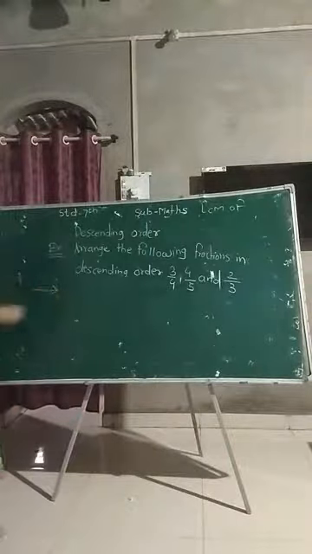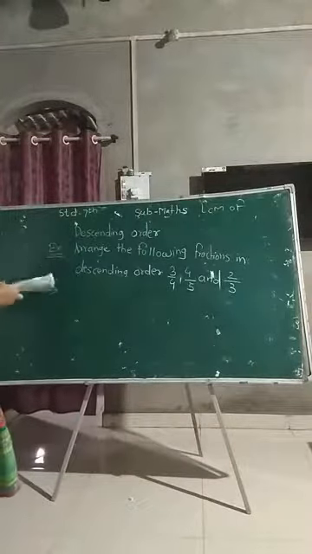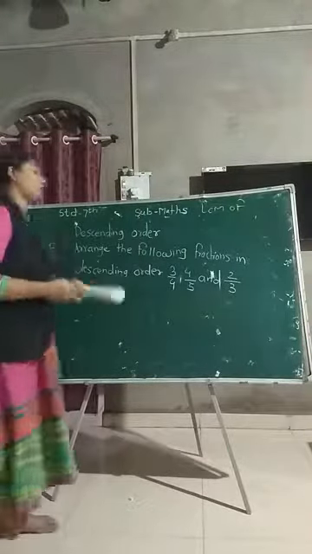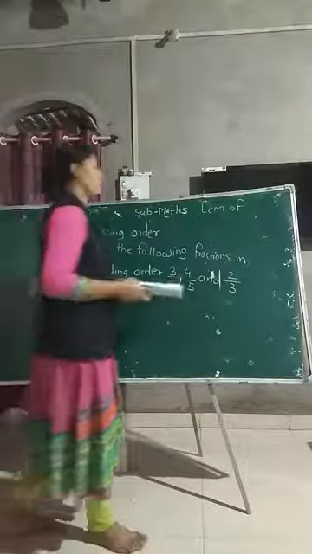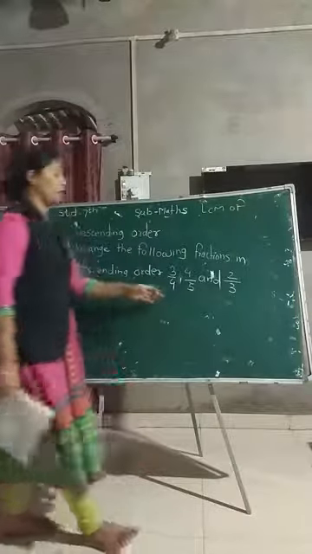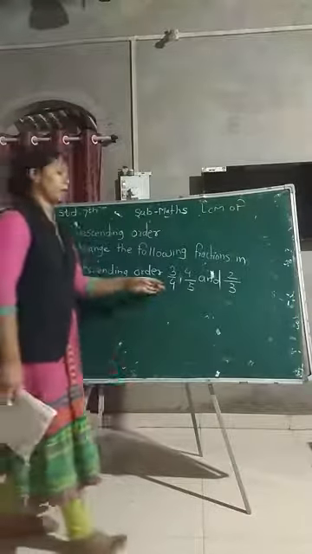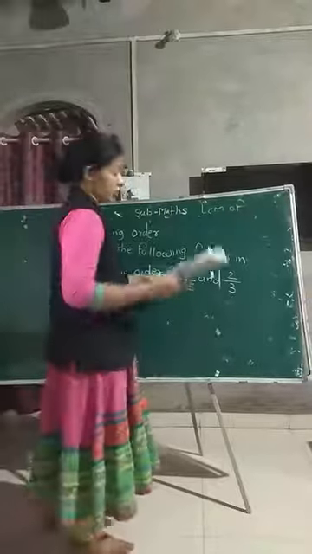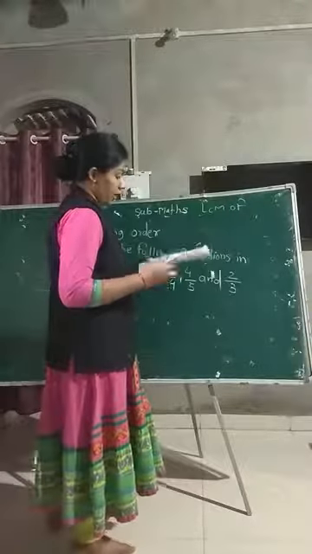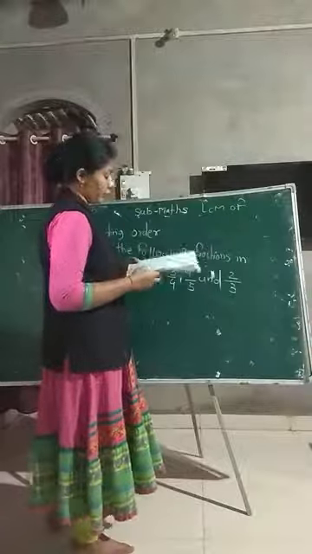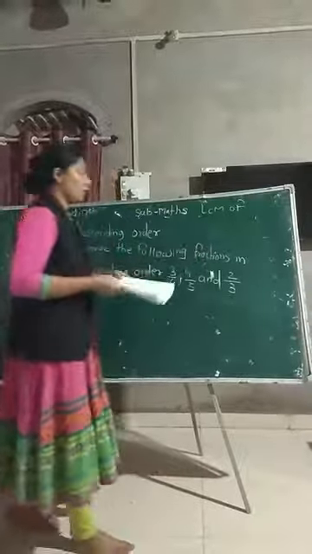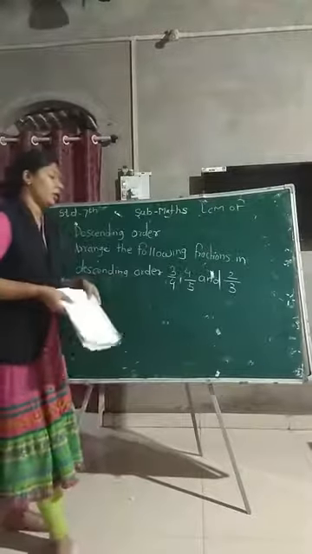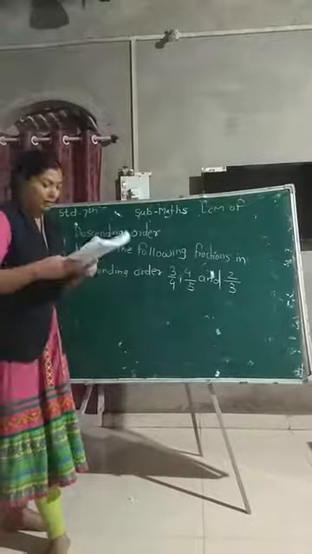In the solution we write, arrange the following fractions in descending order: 3 upon 4, 4 upon 5 and 2 upon 3. Here also we cannot decide which is the greater fraction and which is the smaller fraction. To decide, firstly we make their denominators the same, or convert these fractions into like fractions.